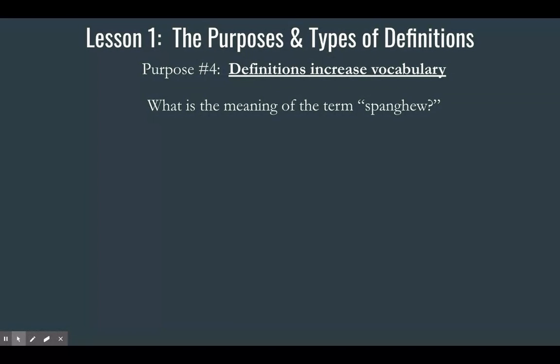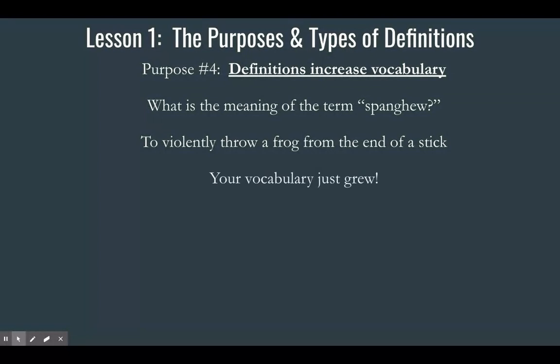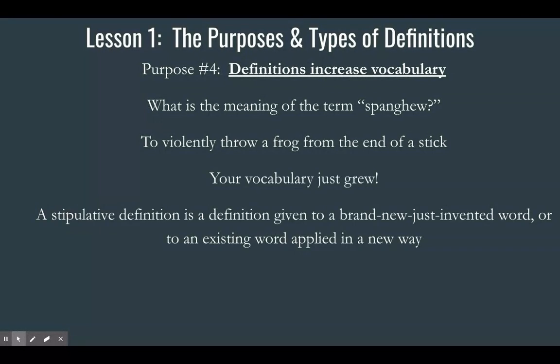Okay. Is it some sort of an Eastern... Here is the literal. This is true. This is a real word, and this is the dictionary definition. Spanghew means to violently throw a frog from the end of a stick. That's what it means to spanghew. Okay, well, guess what? Your vocabulary just grew. Congratulations.